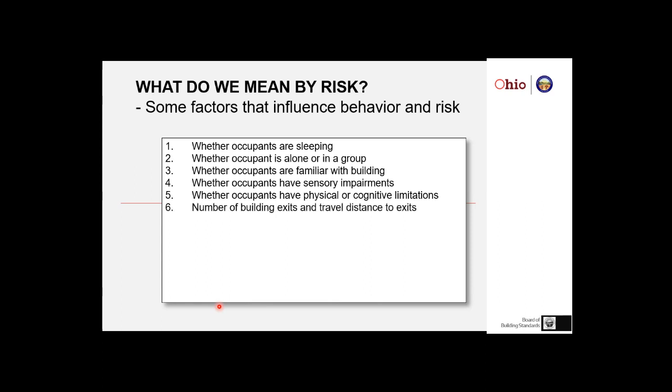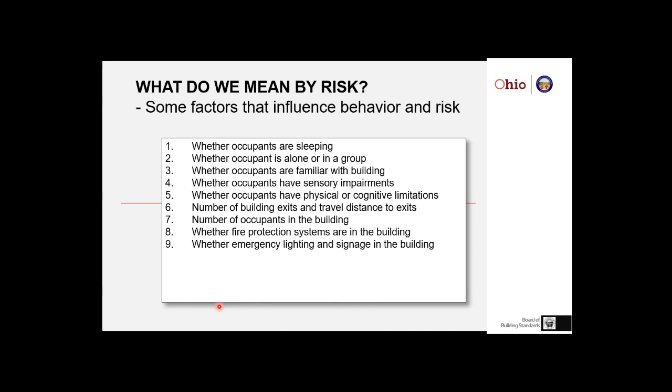The number of building exits that are available and the travel distance to those exits affects how people can get in and out quickly, and that will affect the risk. The number of occupants in the building, as we discussed earlier, as the density goes up, the travel speed goes down, and that will affect the ability to get to safety. Whether or not fire protection systems are in the building will have a huge influence on the risk. If you know that the building has a complete sprinkler system in it, and you've been alerted through a fire alarm system, you can feel pretty safe that the risk has been reduced significantly should a fire occur, but you should always still get out.